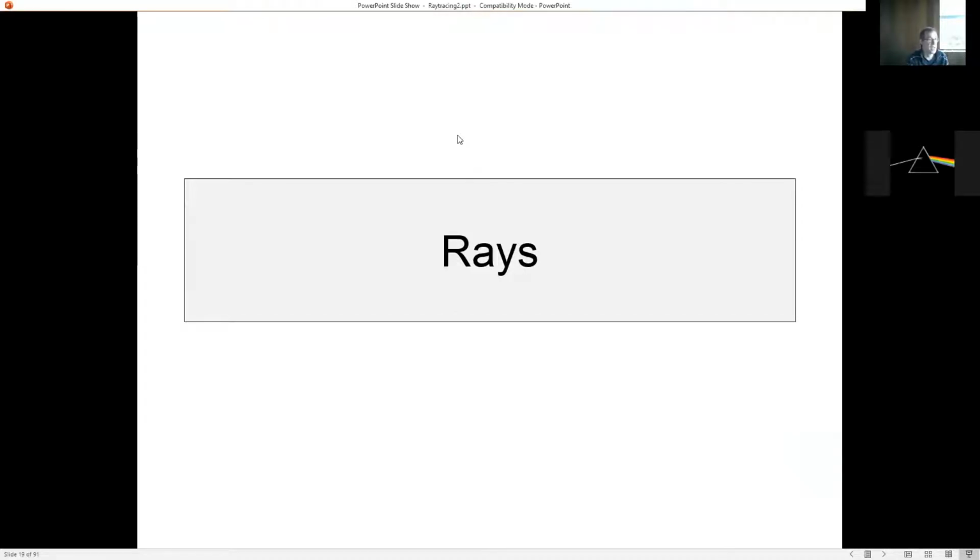Okay, any questions so far? So I've only talked about high level, what ray tracing is and how it's different than what we've been doing so far, but I haven't said anything about calculating rays or exactly how we're going to calculate it.